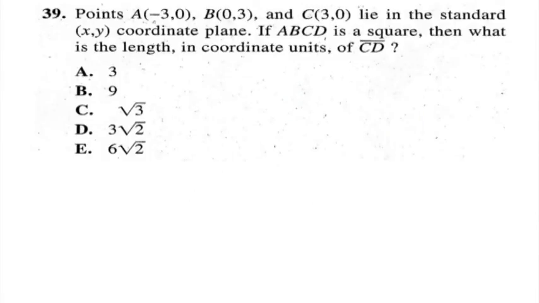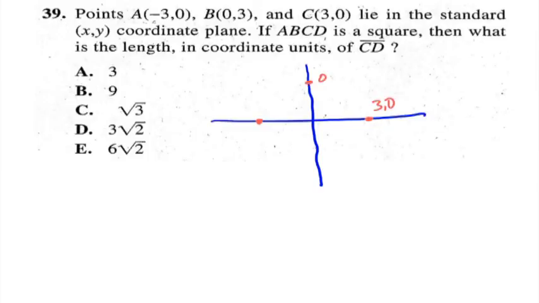I wanted you to see this one since it's getting a little more complicated, but it's along the same line. It tells us these points lie in the standard XY coordinate plane. If ABCD is a square, then what is the length, in coordinate units, of CD? Well, we're going to look at a few things on this one. First of all, the point minus 3, 0. This is going to give us an idea of what's going on. Now, this one's going to give me the point 0, 3. And this would be 3, 0.